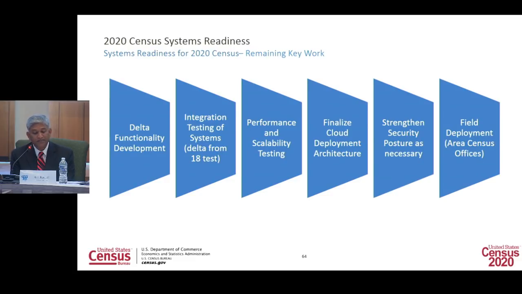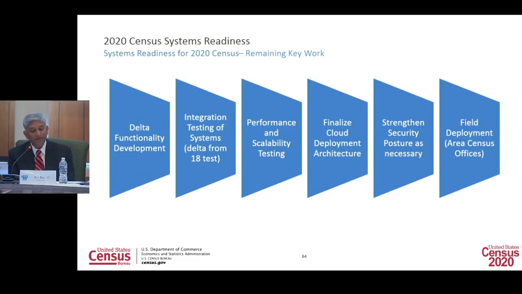Then we need to conduct the integration testing of systems, including the 8 systems that were not part of the 18 tests. Parallel to integration testing is the performance and scalability testing, with all tests completing by the production readiness review dates. Based on the performance and scalability test results, and taking into consideration the security configurations, the finalization of cloud deployment architecture needs to take place. As you all know, we take cybersecurity very seriously, and based on many tests we'll perform, including the penetration tests that Kevin talked about, we need to strengthen the security architecture as needed.